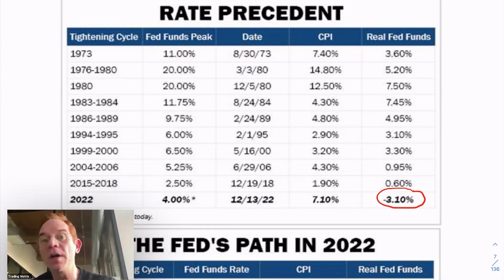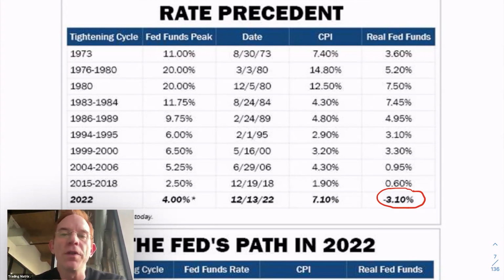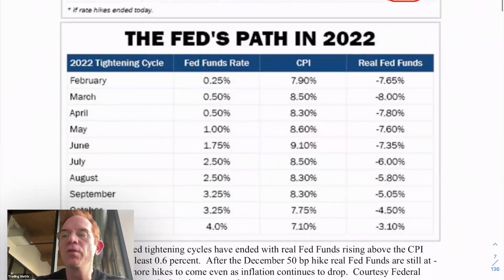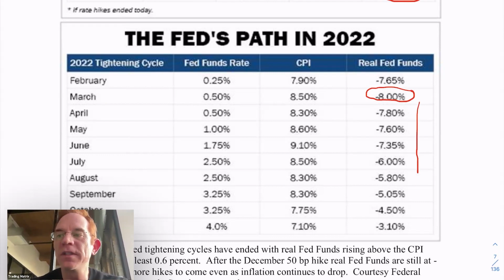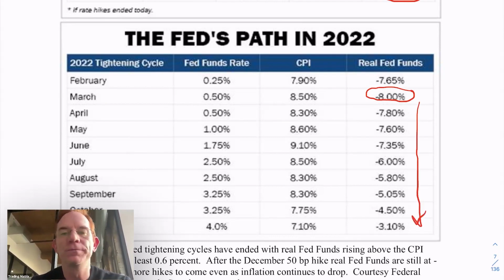Now, inflation could come in, and that's one of the things people are banking on, that inflation is going to come in faster than the Fed needs to raise. But if we look at last year, last March, the Fed was 8% behind. 8%. They're catching up, but they still have a long way to go.